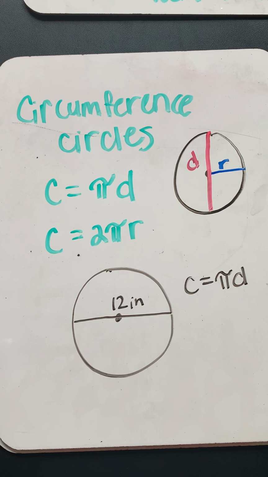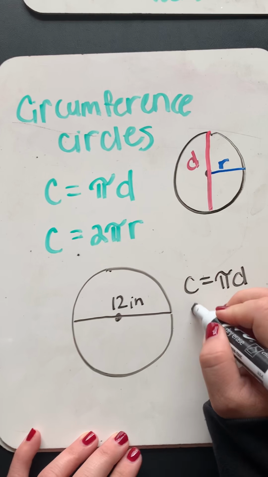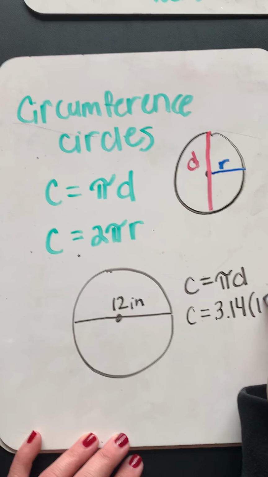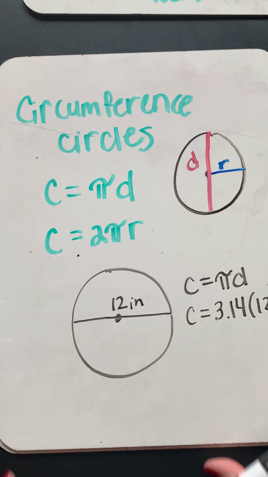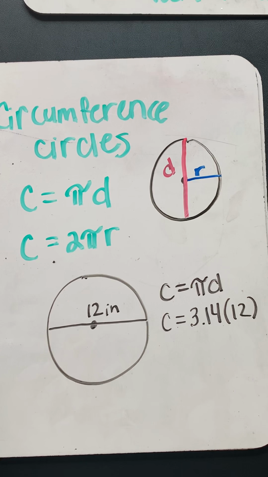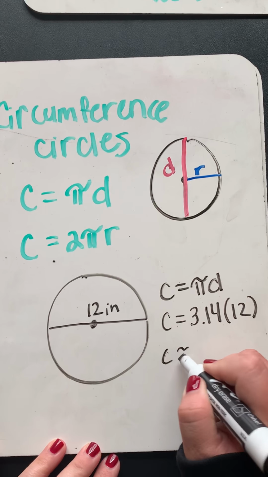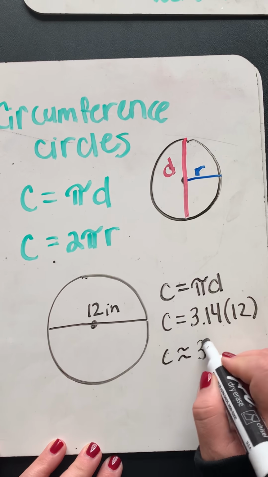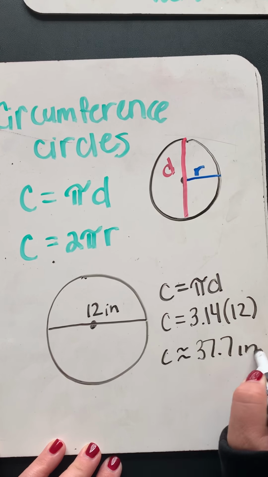You can either use, at this point, it doesn't matter to me because we're at home. You can use 3.14 for pi, which you know that makes me nervous because it's not accurate. But you can use that, or you can use the pi button on your calculator, and depending on what they're asking you, like if they ask you to round to the nearest tenth, you'd multiply those two numbers together, round up, and you get 37.7 inches.